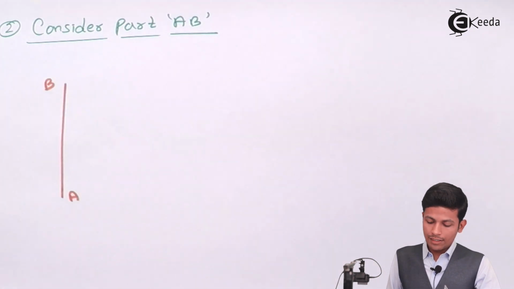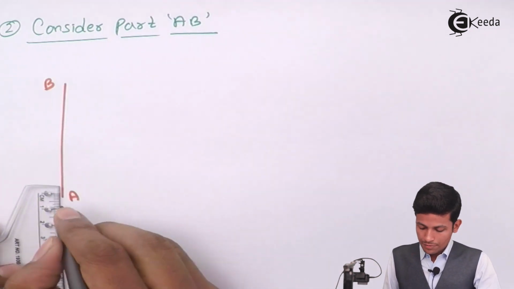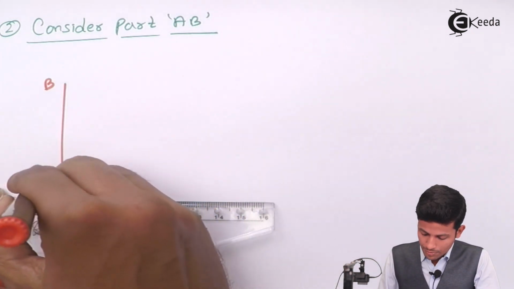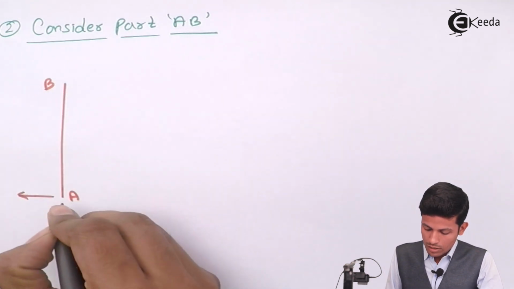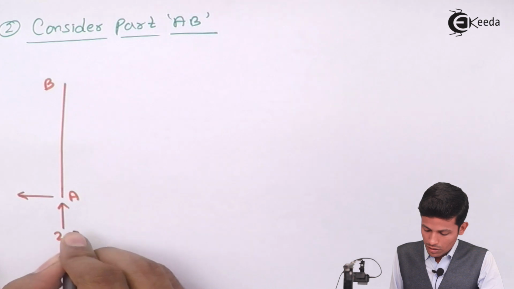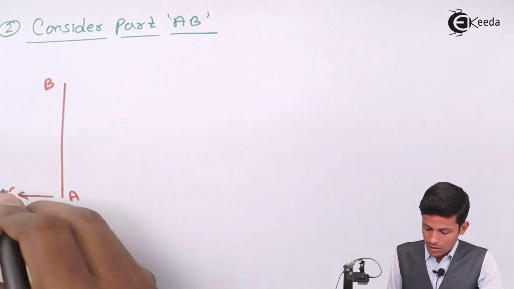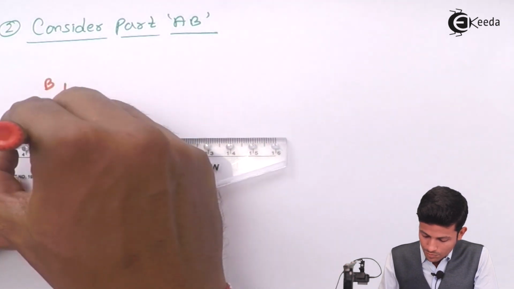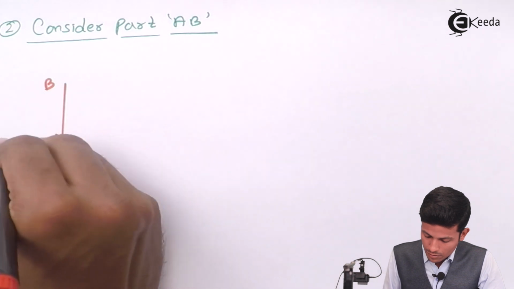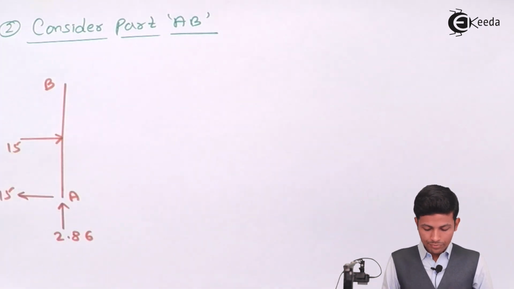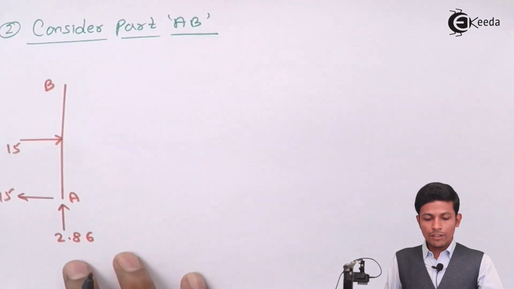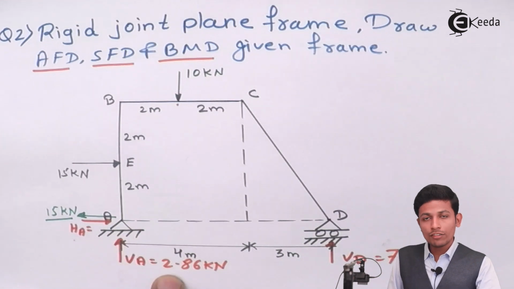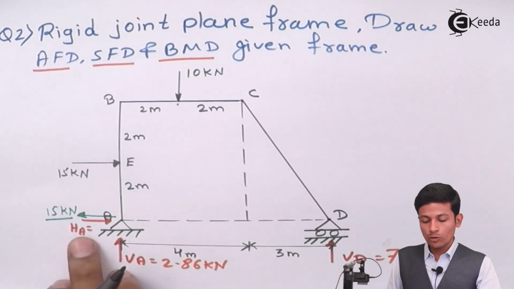Okay, after that what do you have to do? See, we know the value of this, and this value also we know. This will go this side, this will go this side. Now see, in a free body diagram what we have to do, only draw this. We know the value of this, we have drawn this 2.86, we know the value of HA.